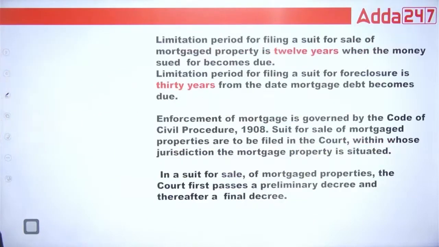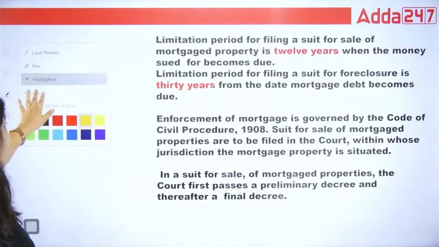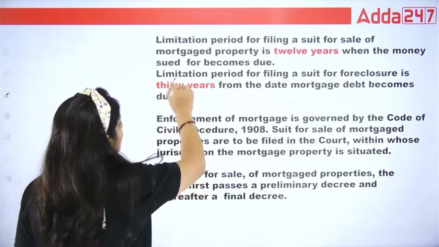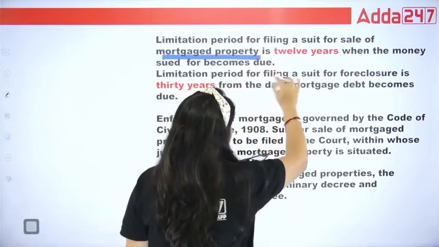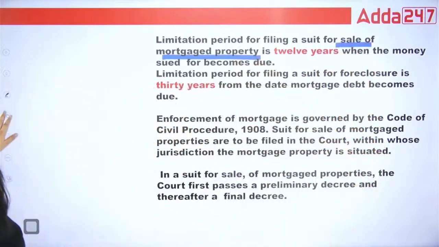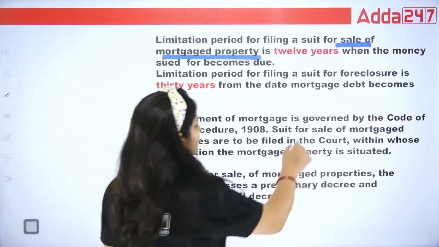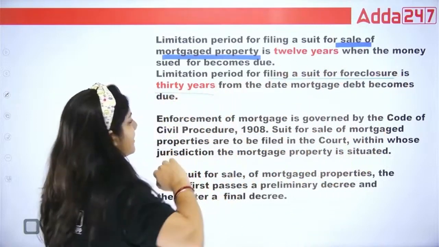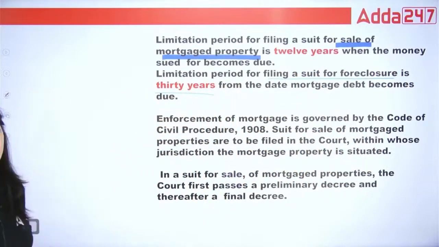Done, guys? Now, the limitation. If we talk about the limitation period for filing the suit for the sale of mortgaged property, that is 12 years from when the money becomes due. And the limitation for filing the suit for foreclosure is 30 years. So these two limitations in the mortgage are important.